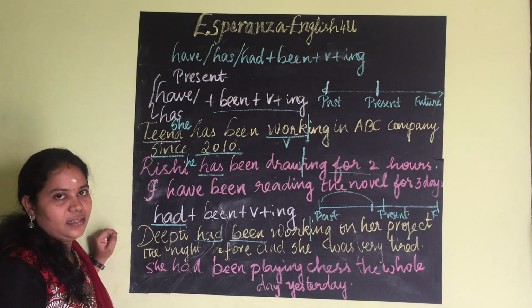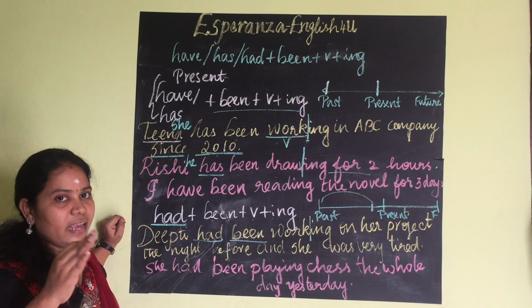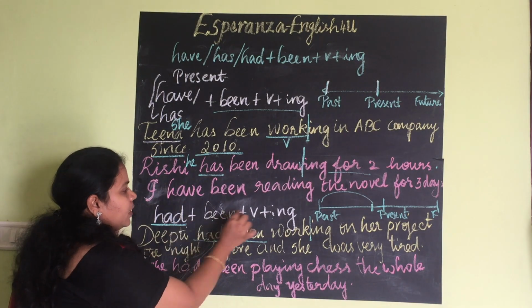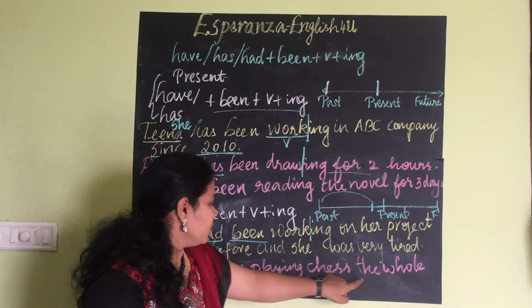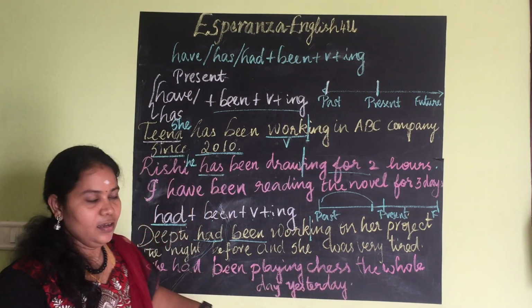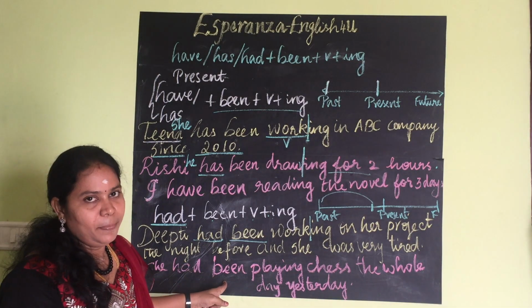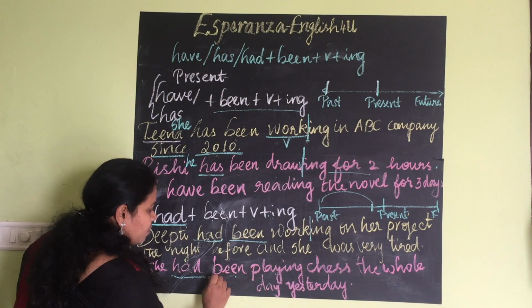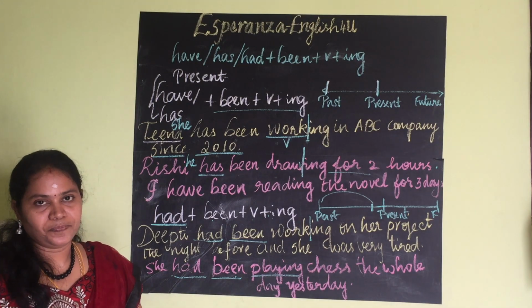So for the past tense, if the action started, continued and ended in the past, there we can use past perfect continuous. She had been playing chess the whole day yesterday. So she has started playing, okay, continued and completed yesterday. So had been playing chess the whole day yesterday.